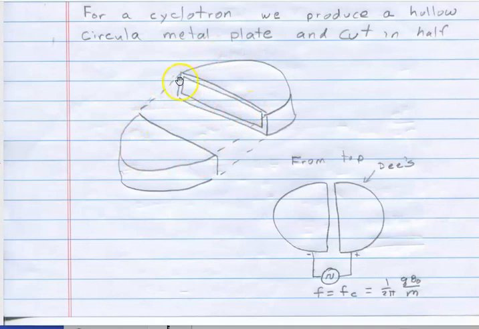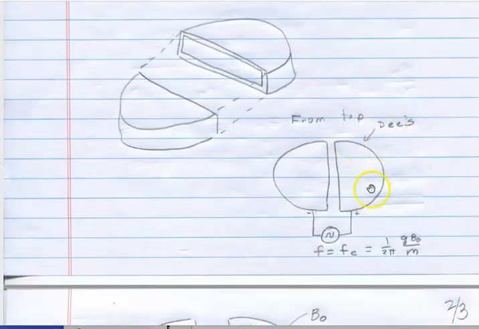It's hollow on the inside, and then we cut it in half and separate it, and you can see the hollow in here. And if I look at that from the top down, one side looks like a D, at least from this direction, and the other side looks like an upside down D. So in any event, the two halves are called Ds, or cyclotron Ds.